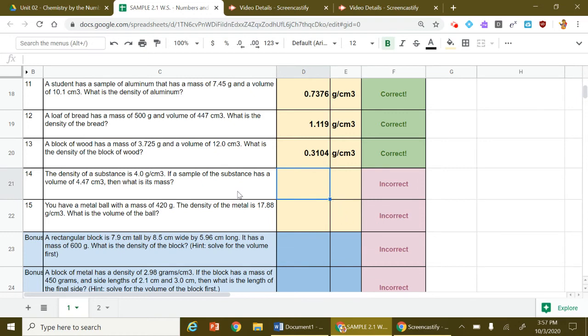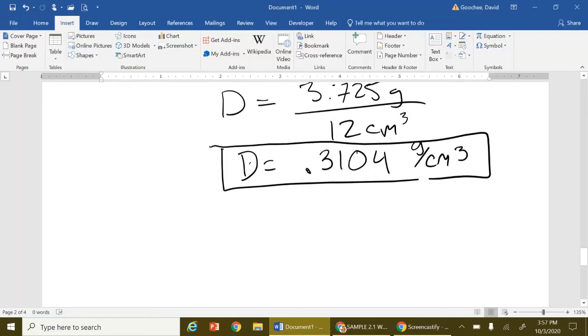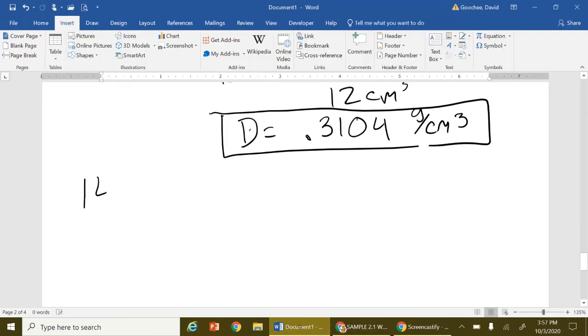Okay, now, let's read this carefully. Number 14. The density of a substance is 4 grams per cubic centimeter. If a sample of a substance has a volume of 4.47 cubic centimeters, what is the mass? Read this carefully, guys. And this is why we are always writing down this formula. Mr. Goochee, why are you writing down these formulas all the time? Because check it out, guys. Density equals mass divided by volume.